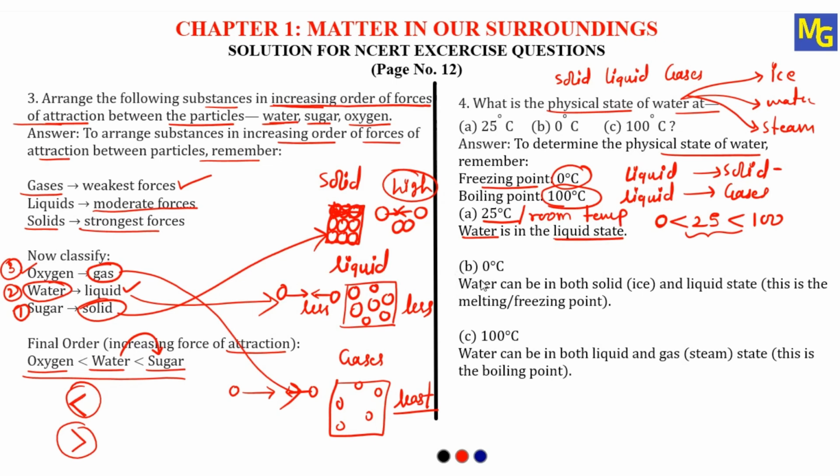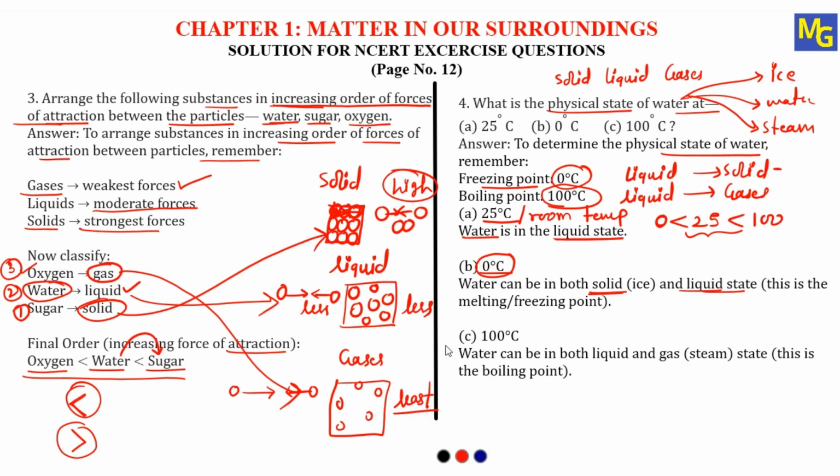Now the next one, 0 degrees Celsius. Just now I told 0 degrees Celsius is the freezing point, means at 0 degrees Celsius, water starts freezing. So see the answer, water can be both solid, that is ice, and liquid state, that is water. Why both? Because at 0 degrees Celsius, water started freezing. Means some water is converted into ice and some water is still converting, and therefore we have water in both states, solid as well as liquid.